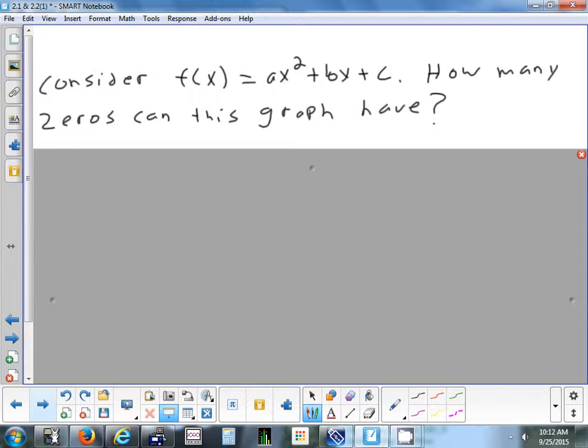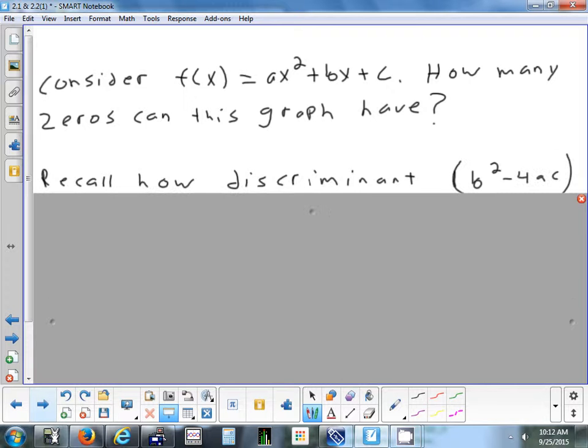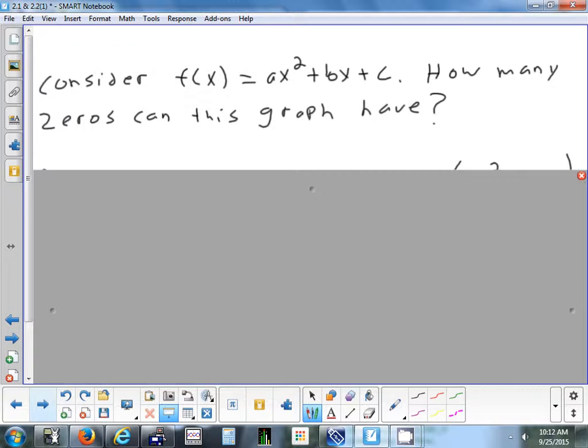This is a quadratic type equation. The highest exponent is a 2. So from earlier, I said if you look at that highest exponent, it tells you how many times the graph could cross the x-axis. In this case, it could cross up to twice. Could cross up to 2 times.